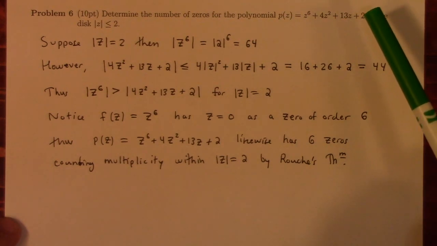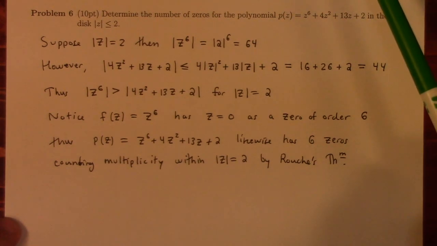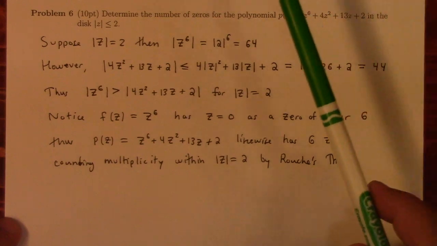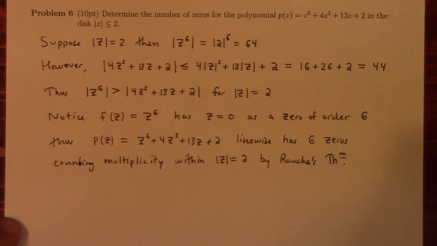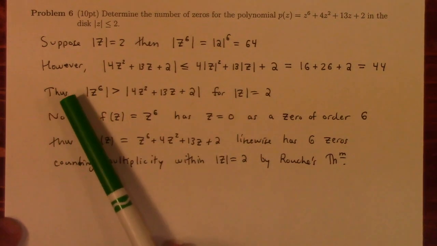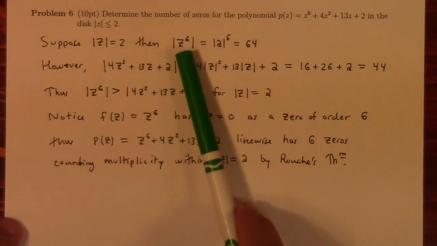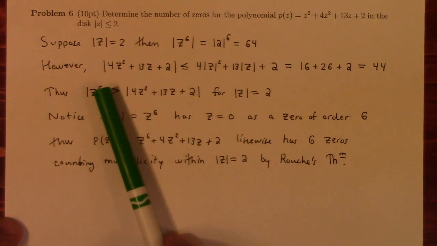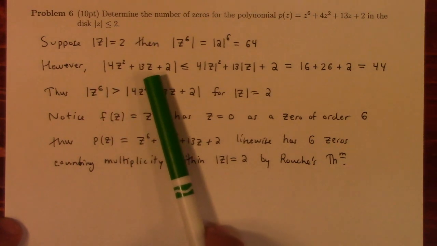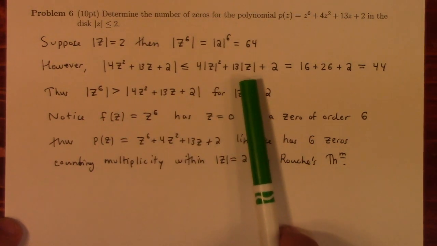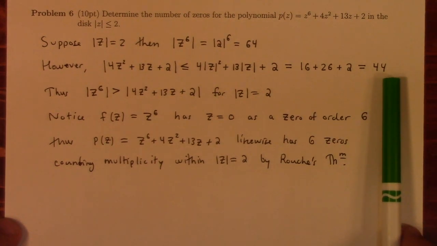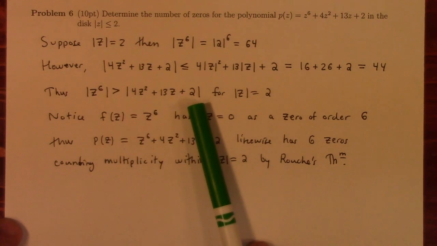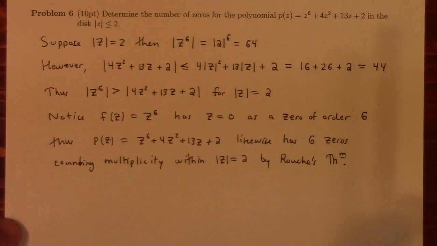Anyway, here we have: determine the number of zeros for the polynomial p of z equals z to the 6 plus 4z squared plus 13z plus 2 in the disk of radius 2. What I noticed was that if we put modulus of z equals 2, then the modulus of z to the 6th is actually 64, and that is bigger than everything else that's left over. The rest of p of z, 4z squared plus 13z plus 2, is at most 44 on the circle of radius 2. So the z to the 6th term is bigger than the rest of it when modulus of z equals 2.